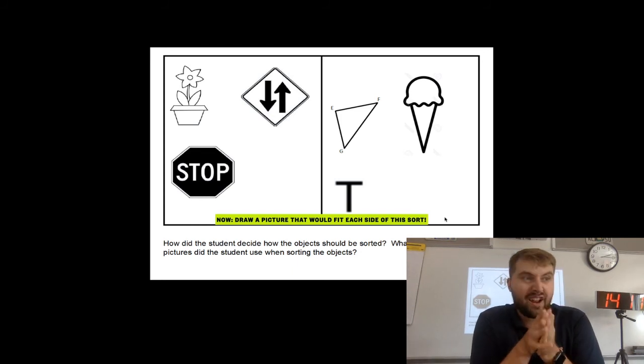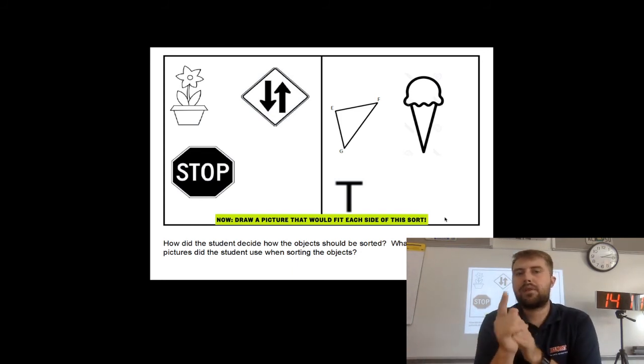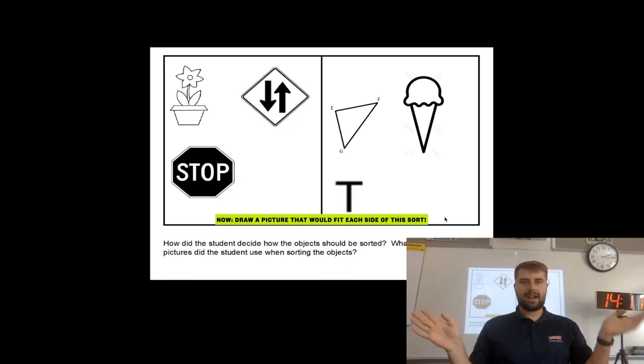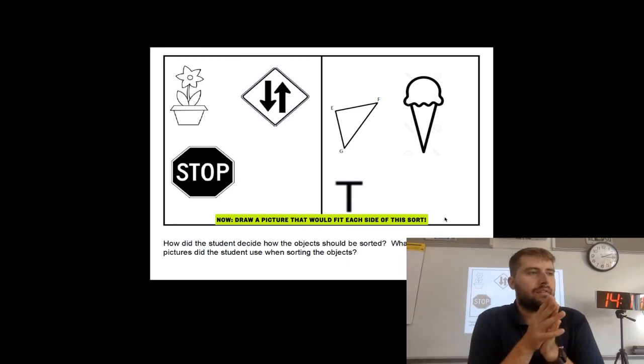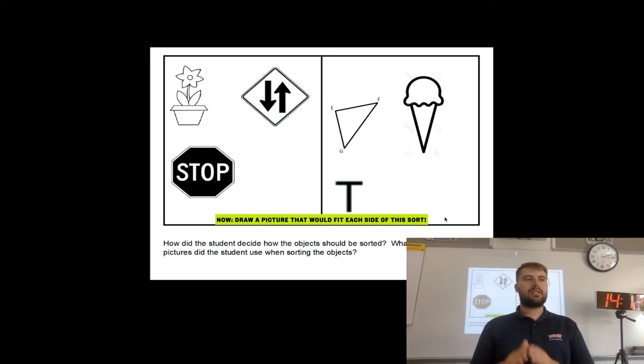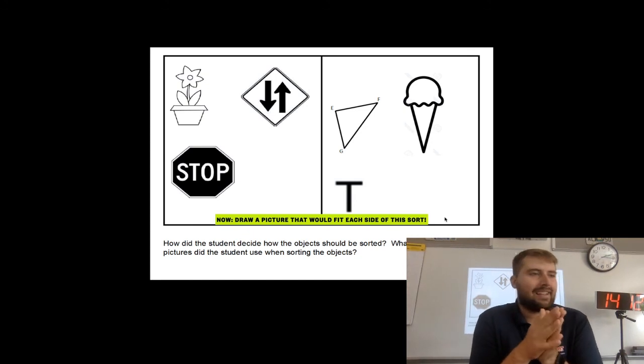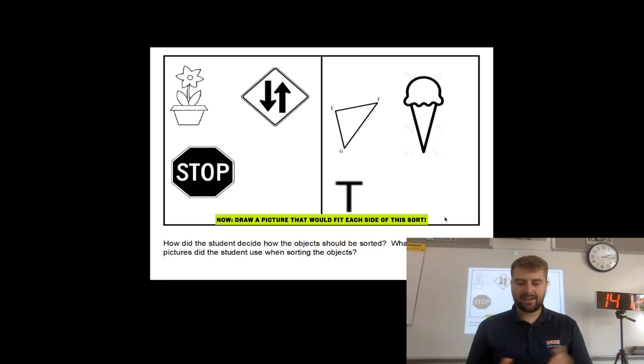Now that you've figured out why they're sorted each way, you came up with a rule for why the 3 on the left were there and the 3 on the right were there. I'd love for you to draw a picture that would fit each side of this sort. So add one to the side with the stop sign, the 2 arrows, and the flower pot, depending on the rule you chose. And then draw a shape that matches the triangle, the ice cream cone, and the T, depending on the rule you chose for that side. Pause it here. I'd love for you to draw on a piece of paper and then share your drawing.